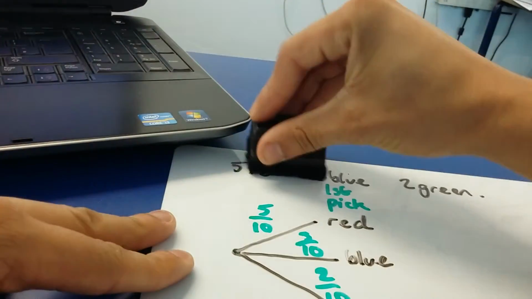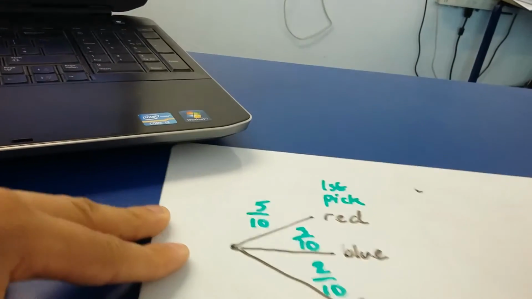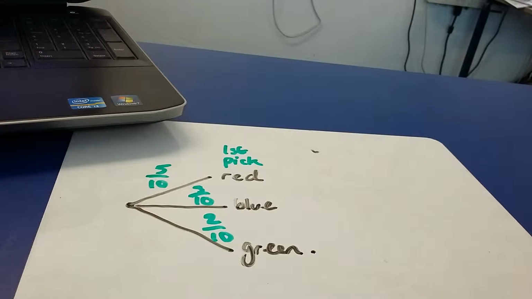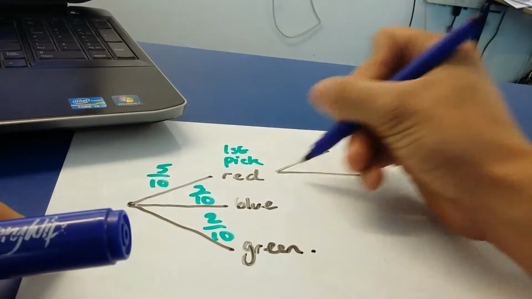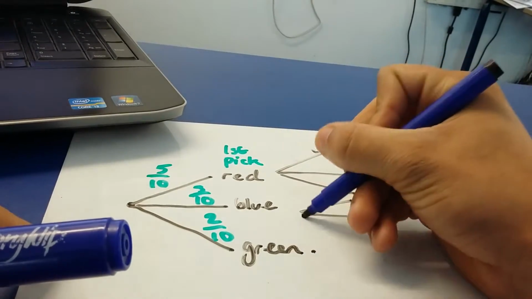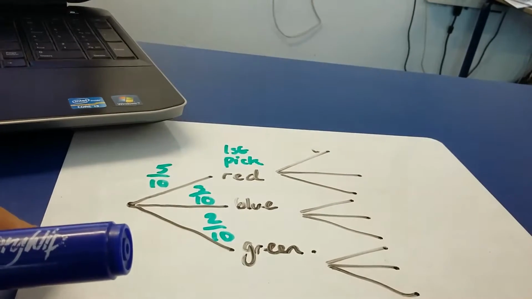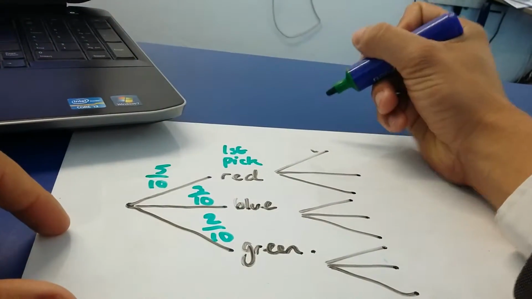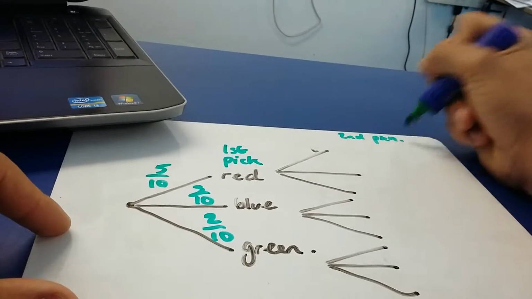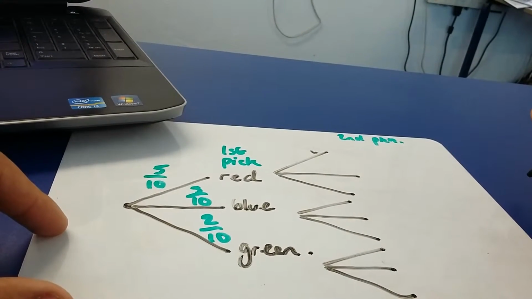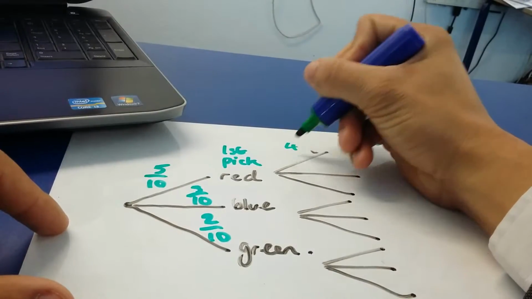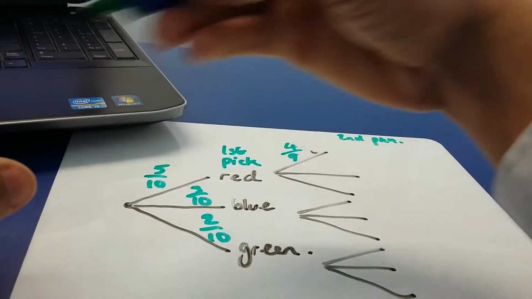Okay, just going to rub this out. Now we need to work out the probability of what will be picked on the second go. Now remember, we've already picked out one pen or one colour. There's not going to be 10 pens left on the second pick. There's actually going to be only 9 left. So if we picked a red on the first go, there'll only be 4 red pens left out of the 9 remaining.